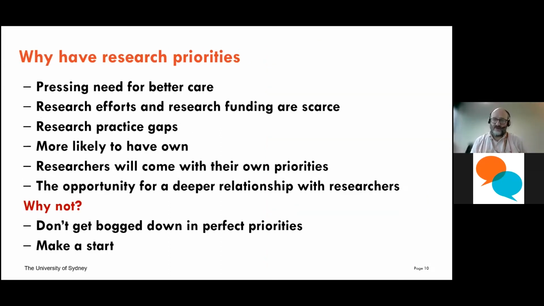So what we've done so far is talk about what research priorities might look like. I've used an example to help illustrate that, but let's spend a bit of time now talking about why you might want them. I've tried to make the case that we do have a pressing need for better care. Research efforts and research funding are scarce. There are gaps between research and practice, and the more likely it is that you have your own research priorities, the more likely it is that they're going to be answered.